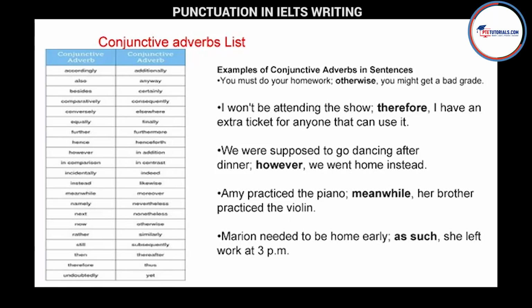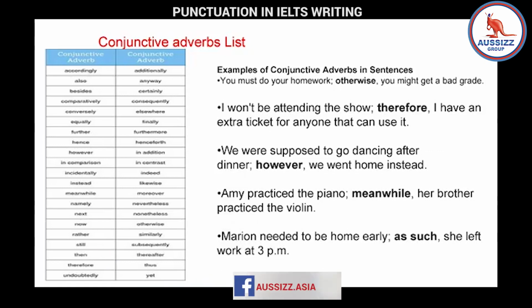Okay. I won't be attending the show; therefore, I have an extra ticket for anyone that can use it. So you can just have a look at the semicolon versions. You can see how important it is. So conjunctive adverb is nothing but the use of semicolon with comma, in a good way. This helps the examiner to understand that yes, you have different range and accuracy. Moreover, if you are not putting a comma at an appropriate place, your marks will be deducted. So make sure that if you want 7 bands, if you're working for 7 plus 8 bands, work on this thing also in an appropriate manner.